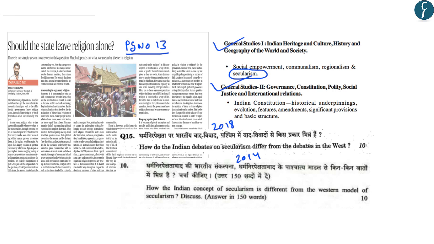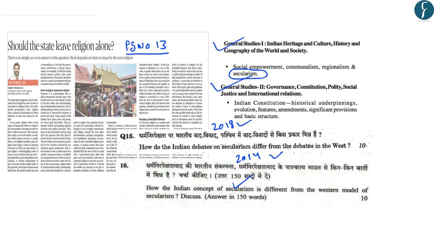Now, if you go through the previous year questions of the mains examination, you will find that exactly the same question has been asked in the year 2014 and 2018 in the General Studies Paper 1. And the question reads, how do the Indian debates on secularism differ from the debates in the West? The question that was asked in 2014 was very similar, and it read how the Indian concept of secularism is different from the Western model of secularism discussed. So this shows that the previous year questions can be repeated in the same manner at times.